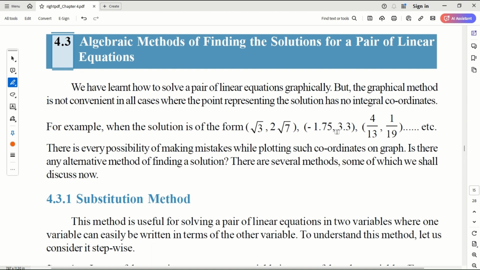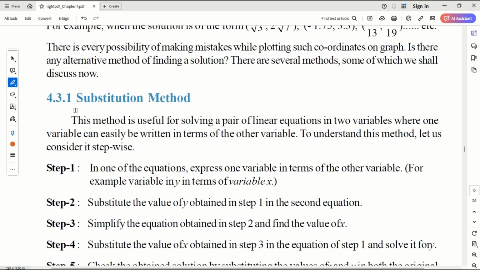So to solve a pair of linear equation problems accurately, we require an algebraic method. There are two ways to solve a pair of linear equations using algebraic methods. One is the substitution method, the other one is the elimination method. First we'll learn the substitution method here.